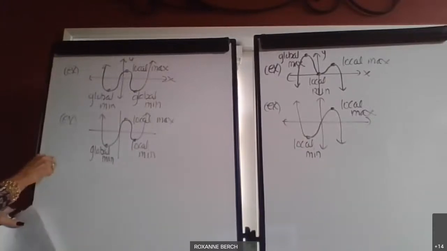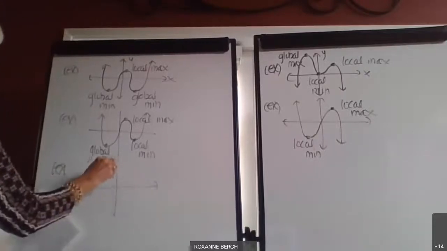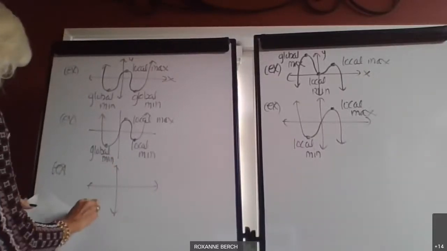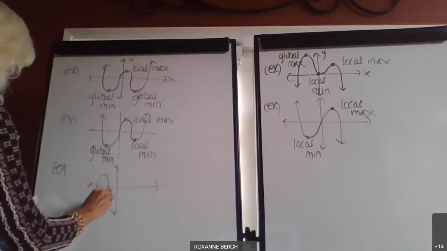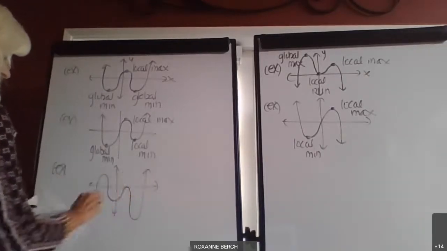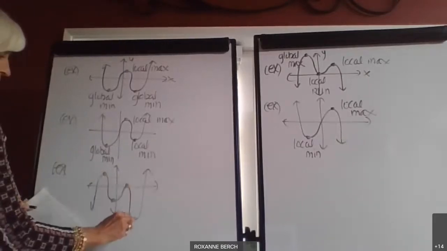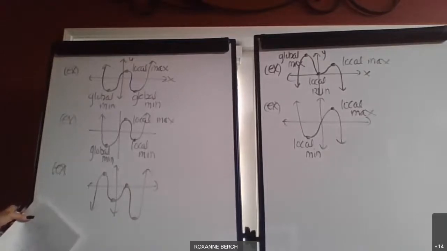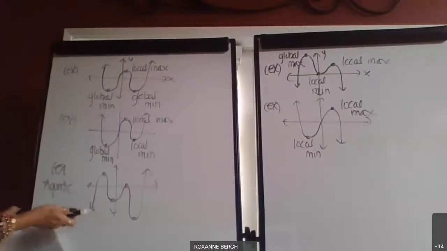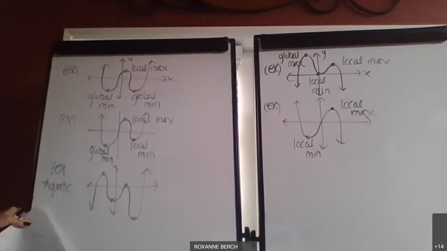Okay, now this is the one I want you to look at. Okay, this guy has 1, 2, 3, 4 turning points. So I'm thinking that this is probably a quintic, because it has 1 less turning point than the degree.